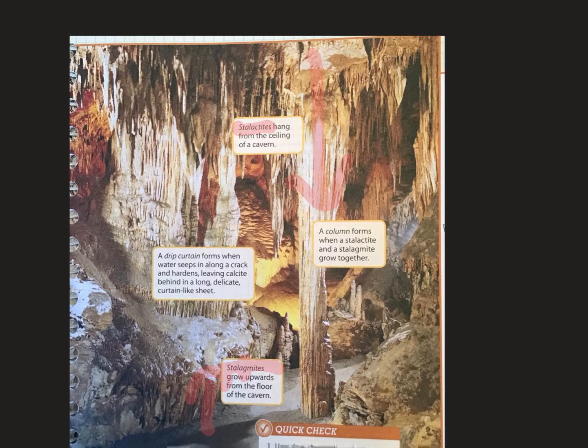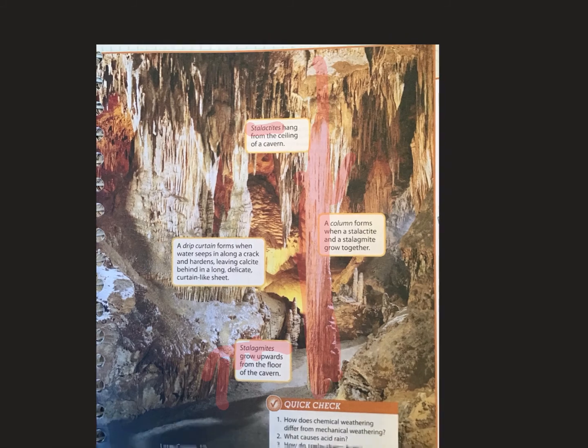Now, a drip curtain forms when water seeps in along a crack and hardens, leaving calcite behind in a long, delicate curtain sheet. Beautiful sight. And then columns form when a stalactite and a stalagmite grow together, just like this right here. This is how they form, up and down. They grow up and they grow down, and then they meet, and it forms a beautiful column, okay?